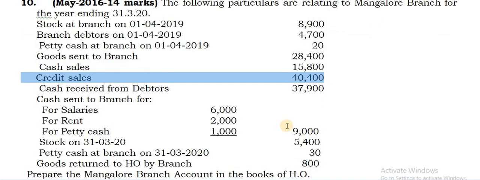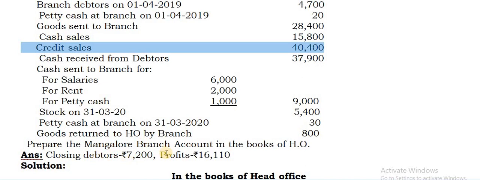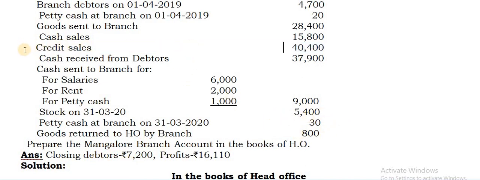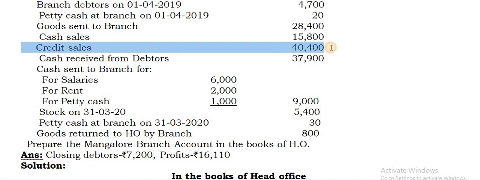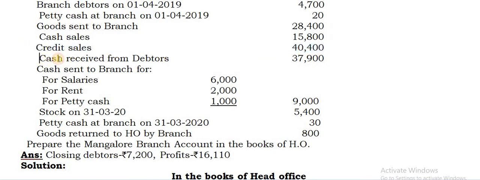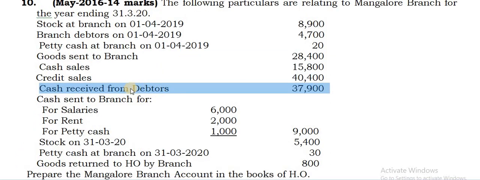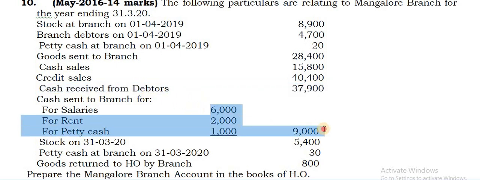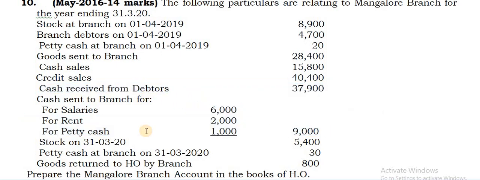Even in this problem, what is missing is the closing debtors, it is not given. Therefore, you have to prepare a debtors account. Credit sales, take on debit side of the debtors account. Cash received from debtors will come in two places. One, the debtors account credit side, again the branch account credit side as remittances. Again, this will appear in the debtors account on credit side. And these items you can take on debit side in the branch account.